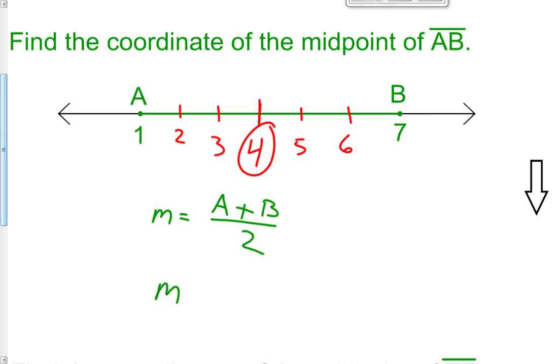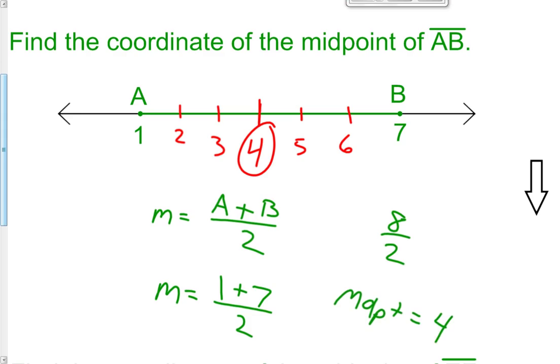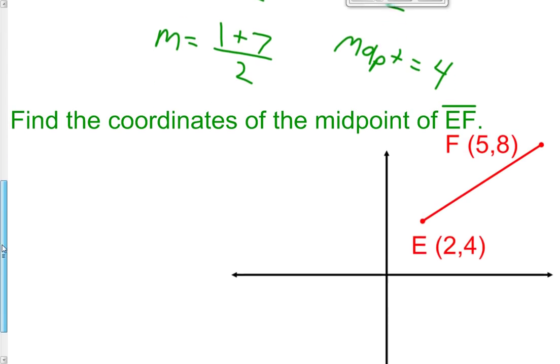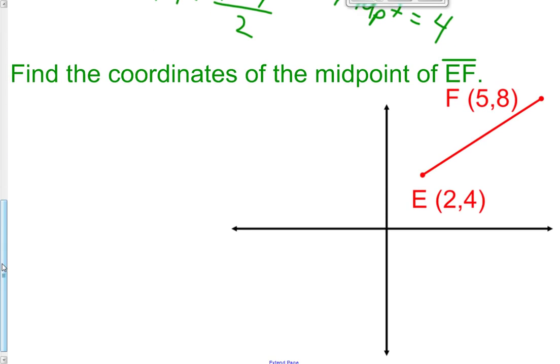So for this one, we could say the midpoint is 1 plus 7 divided by 2. So 1 plus 7 is 8, and 8 divided by 2, the midpoint is 4, just as we found out right here. So this helps us because now we could do it on a coordinate grid. This is the same coordinate grid that we found the distance. We found the distance of this segment. Distance is 5.